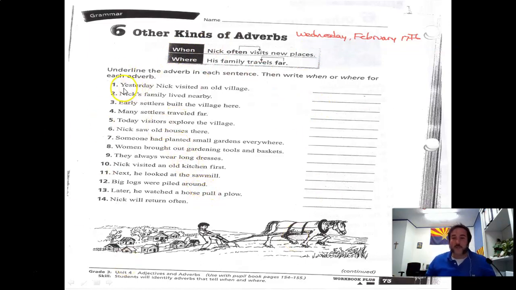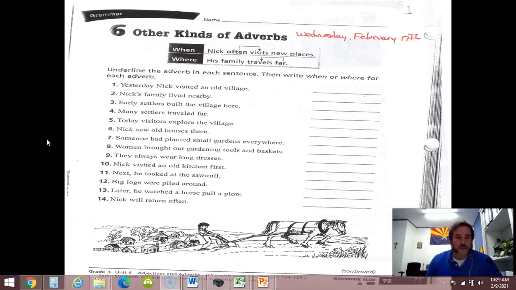Let's take a look at number 1. Even though we went through 11 examples, let's do number 1 together. So as you're going through number 1 here and you say, yesterday Nick visited an old village. Again, go back to the basics. Who or what did something? Nick. What did he do? Visited. You can ask yourself when or where. Visited when? And clearly we have yesterday, right? So just like yesterday, you're going to write down the adverb, which in this case is yesterday, and then you write down when for the question you ask. So this is your assignment for today, guys.